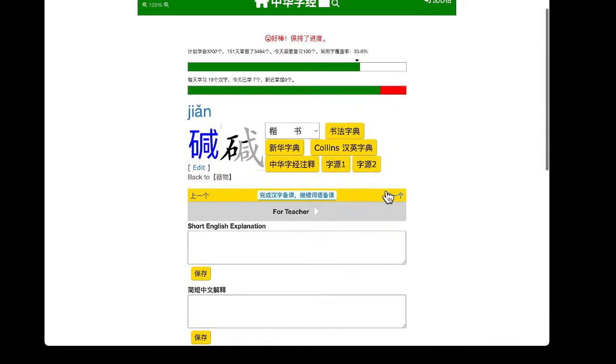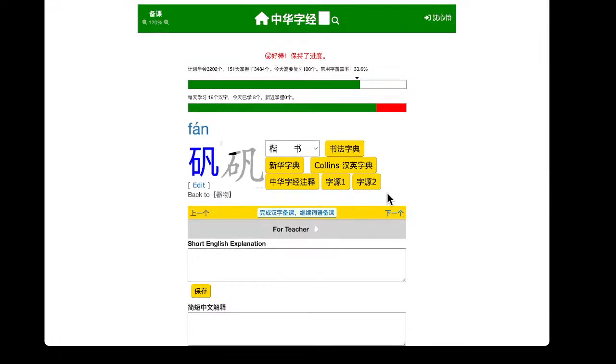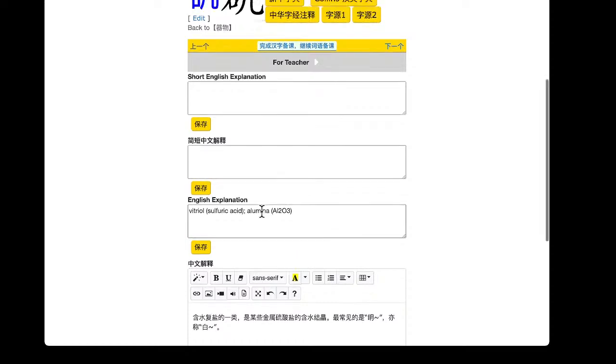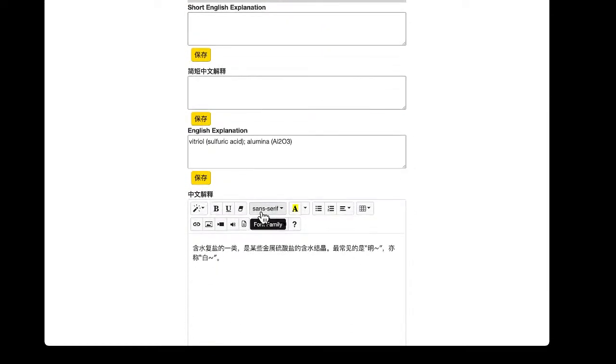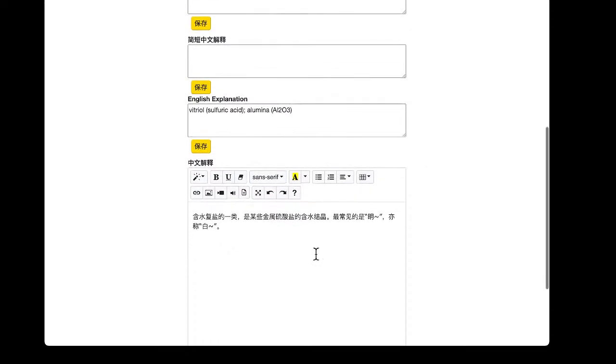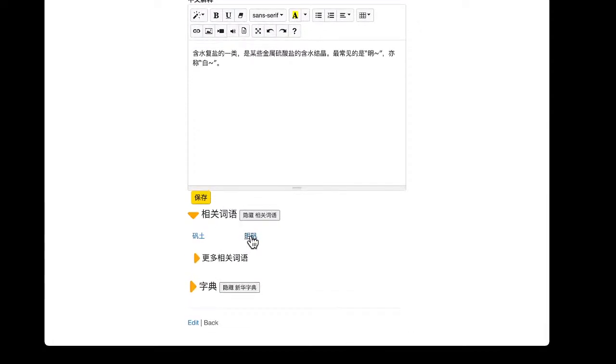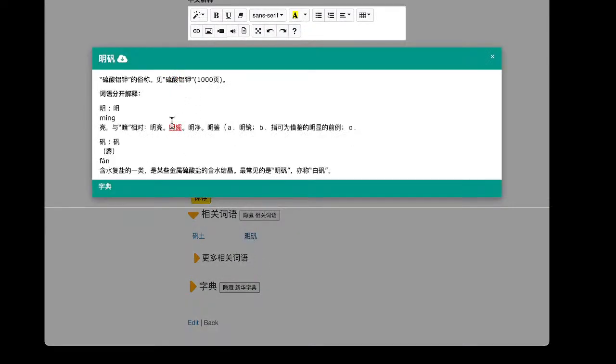Next one, 矾. Fan is another chemical called a vitriol or alumina. Okay, fan. That's it. Again, it's a compound, and the most common one is called 明矾. 明矾. This thing, 明矾. Okay.